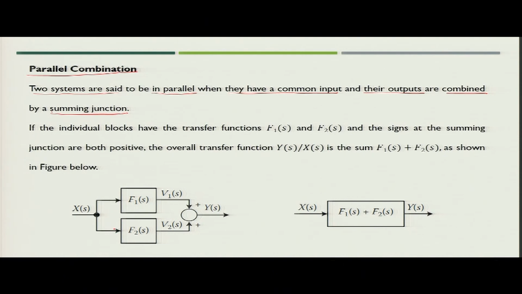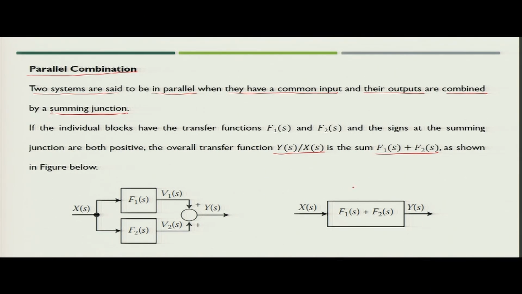that is X(s). So, you will get the output V1(s) corresponding to the transfer function F1(s), and V2(s) for the transfer function F2(s), and when you sum up, you get Y(s) as V1(s) plus V2(s). So, in that case, if you sum up, you will get Y(s) upon X(s), that is output by input, as the sum of two Laplace transforms. So, Laplace transform of system, basically the transfer function of system 1 and transfer function of system 2.